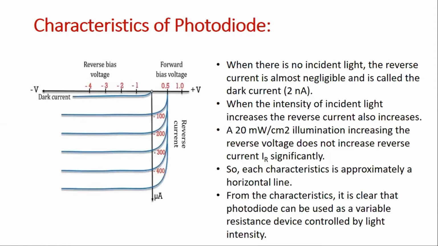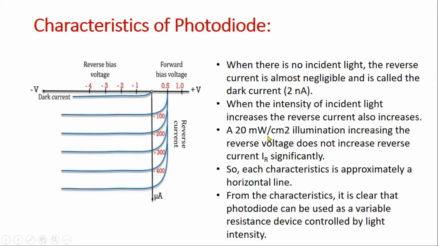So now I will move on. This is the characteristics of the photodiode normally. When there is no light incident, what happens? The reverse current is almost negligible, and that is actually in the order of 1 to 2 nanometer only. When the intensity of light increases, the reverse current also increases, we can observe here.